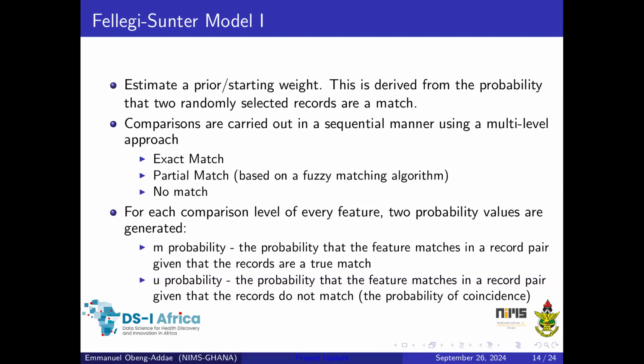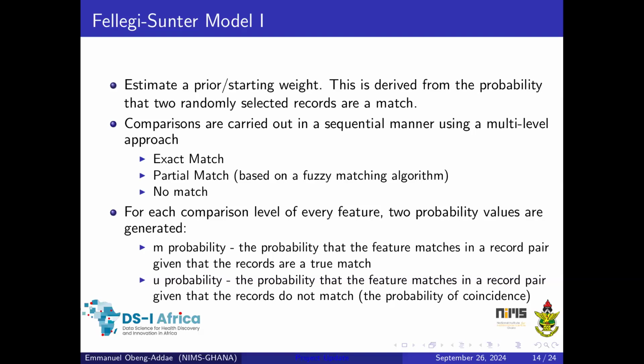They're estimated between 1% to about 5%. Unless the data wasn't handled very well, then that's where they may blow up beyond proportion. But usually they lie between 1 to 5%. So when you estimate that probability, you're going to get a very low score. And finding the log2 of that number will give you a bigger number that you can easily use for your computations. So after we've estimated this prior starting weight, we now carry out the comparisons.